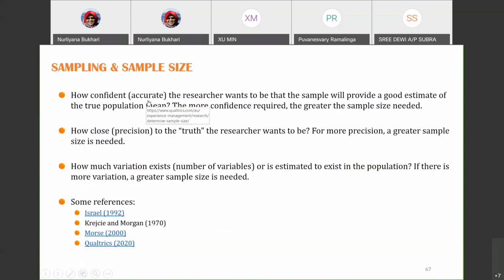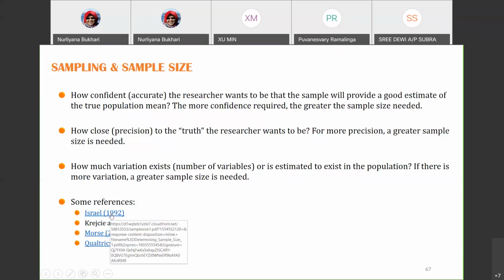How confident or accurate the researcher wants to be that the sample will provide a good estimate, because at the end you want to mirror the population somehow. For quantitative, the more confidence required, the greater the sample size needed. Means go big or go home. How close, the precision to the truth, the researcher wants to be, more sample. How much variation exists or is estimated. Yeah, if you have more groups, diverse groups, more sample.